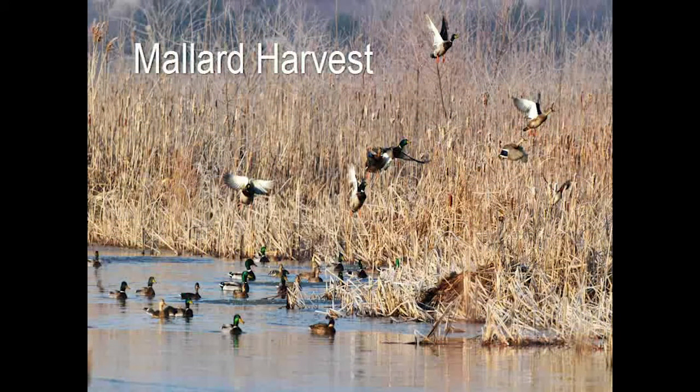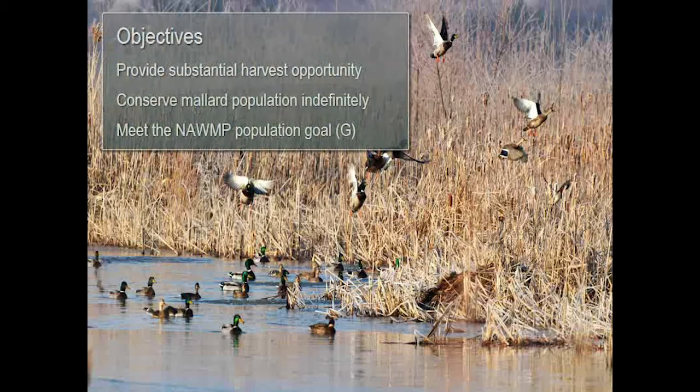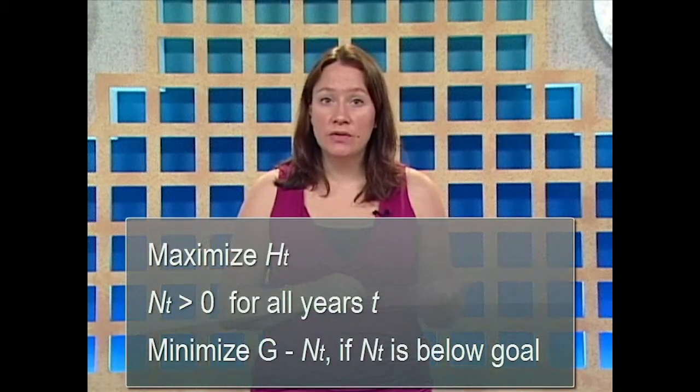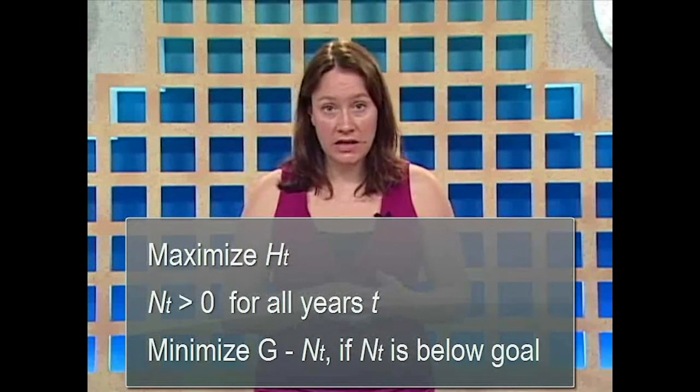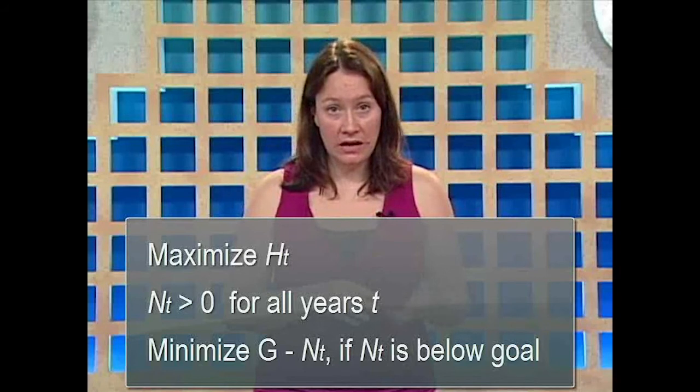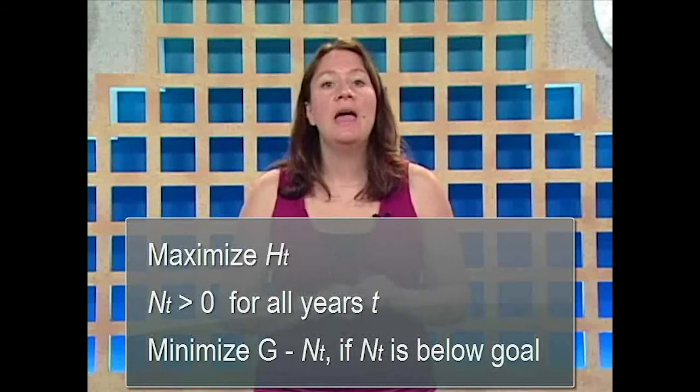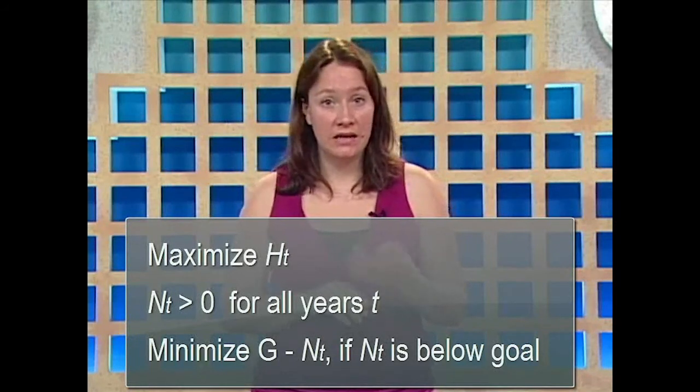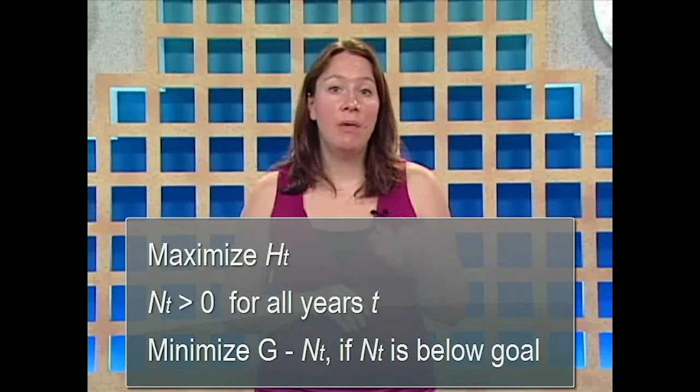So let's talk about creatively combining objectives, and we'll use the mallard harvest example. The objectives for mallard harvest in North America are to provide substantial harvest opportunity for hunters interested in harvesting mallards, to conserve the mallard population indefinitely, and also to meet the North American Waterfowl Management Plan goal of the number of mallards in any given year. So we can state those quantitatively as maximize harvest in year T, maintain the population size N_T greater than 0 for all years T, and minimize the difference between the goal and N_T, the population size in any given year, when the population size is below the goal of the North American Waterfowl Management Plan.